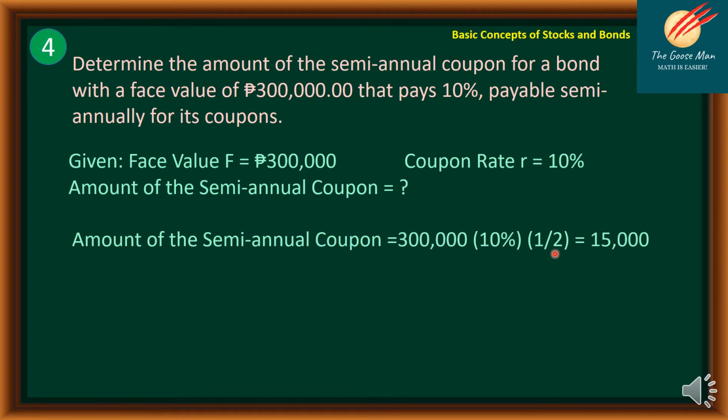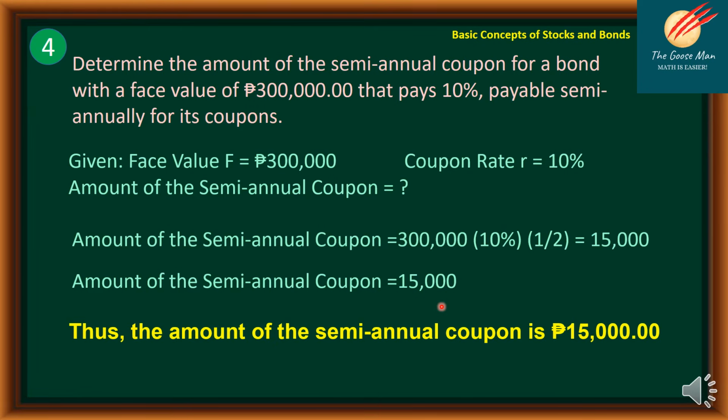Why 1 half? Because this is semi-annual, meaning to say that it is half a year. So 300,000 times 10% times 1 half is equal to 15,000 pesos. Therefore, the amount of the semi-annual coupon is 15,000 pesos.